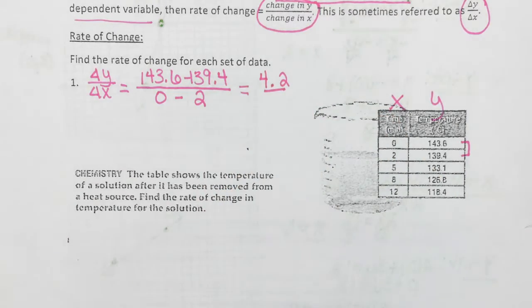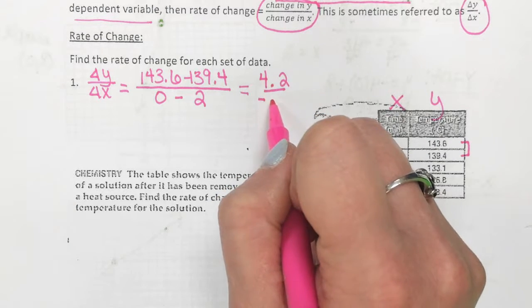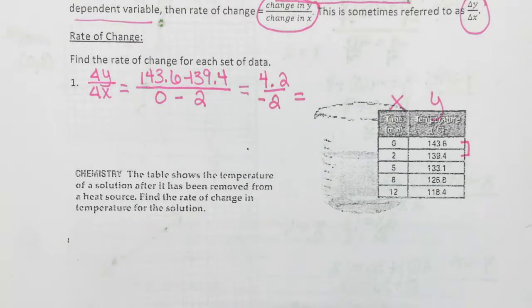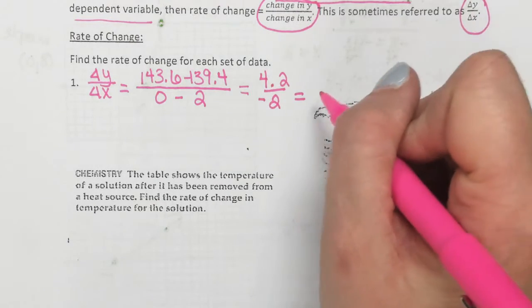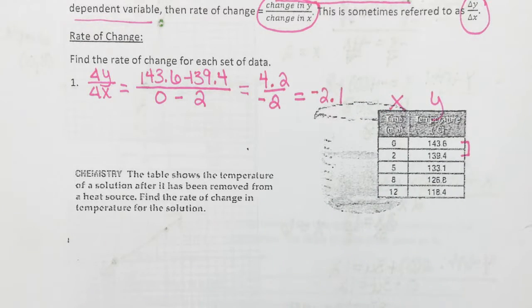Alright, what's 0 minus 2? How much? Come on, guys, speak up. What's 0 minus 2? Thank you. Goodness. Divide them, what do you get? Negative 2.1. Very good. Alright, let's do another one.